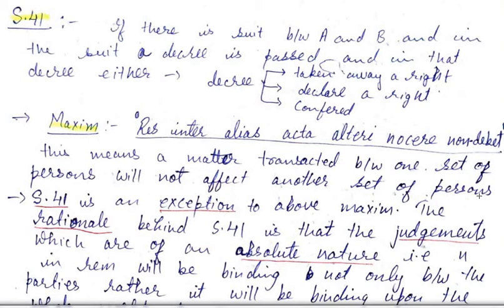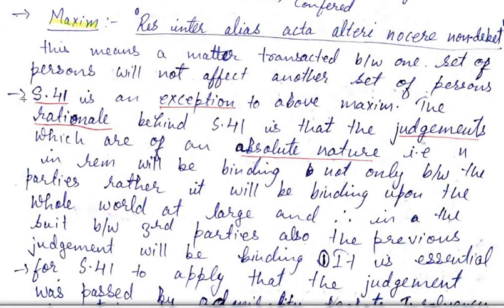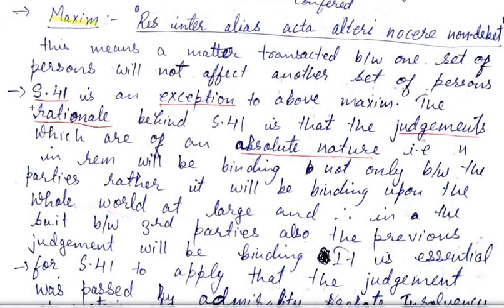अगर A और B के बीच में जजमेंट है तो वो C और D को अफेक्ट नहीं करेगा। जबकि section 41 is saying that it will be relevant in C and D वाला केस also. So section 41 is an exception to this maxim. तो इसको भी लिख लीजिएगा आप, write down: section 41 is an exception to the above maxim.